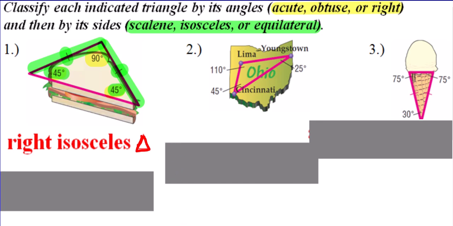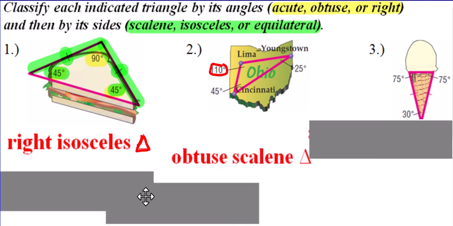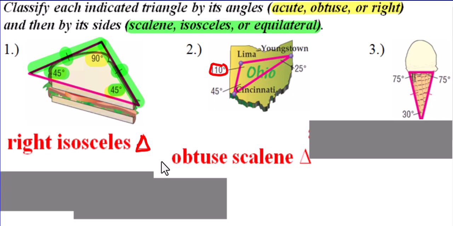Okay, have you already done number 2 and number 3? For the triangle here in number 2, we can see that we have one angle that is 110 degrees. That is bigger than 90. That's an obtuse angle. So if you have an obtuse angle, that makes it an obtuse triangle. Are any of those 3 angles the same? No. So that makes it a scalene triangle. So an obtuse, scalene triangle.